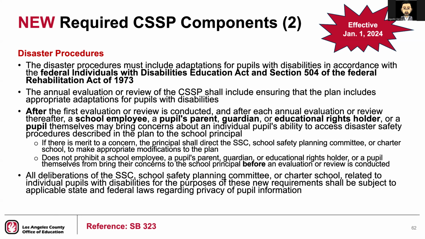Additionally, language has been added to the Ed Code specifying that the annual evaluation or review of the school safety plan must include ensuring that the plan includes the appropriate adaptations for students with disabilities.